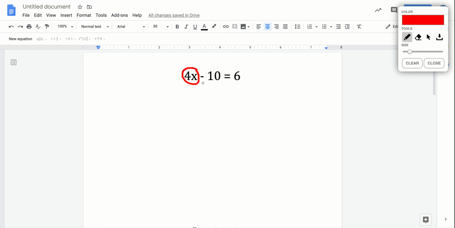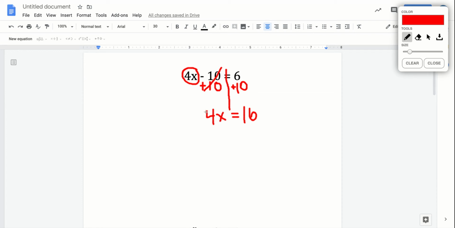Well, I know that the opposite of subtraction is addition. So I'm going to add 10 to both sides of my equation. I'm going to put my line down the middle for myself. Okay, these 10s cancel out. I'm left with 4x equals 16.